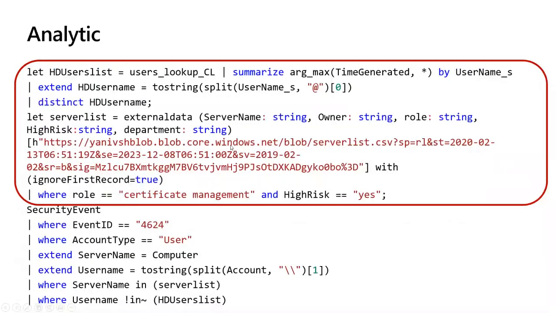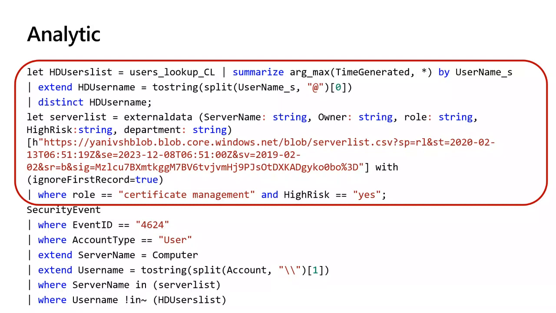So if I look at the analytic and break it down into multiple steps, what I'm going to show here is a different kind of join. Before, we used join to join the tables; the way that I'm doing this is a little bit different. So first we're going to look for those HD user lists. We're going to look at the users in that user lookup custom log. And the second thing we're going to do is access the server list. The one thing that's different here is that we're using this external data command within Azure Sentinel and KQL. This KQL operator demonstrates another way to access data in a list without pulling all the information into KQL. Maybe you just want to access the data on the fly in a query, and maybe you actually don't want to store it in KQL. So this gives you the option of doing that.